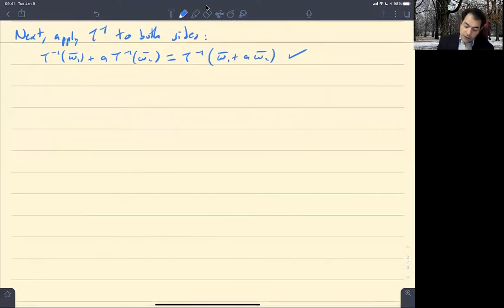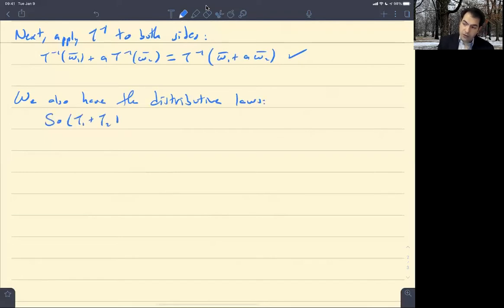Okay, we also have the distributive laws, right? So if you do S composed with T1 plus T2, that's equal to S composed with T1 plus S composed with T2. And similarly, if you start out with S1 plus S2 and compose that with T, you end up with S1 composed with T plus S2 composed with T.